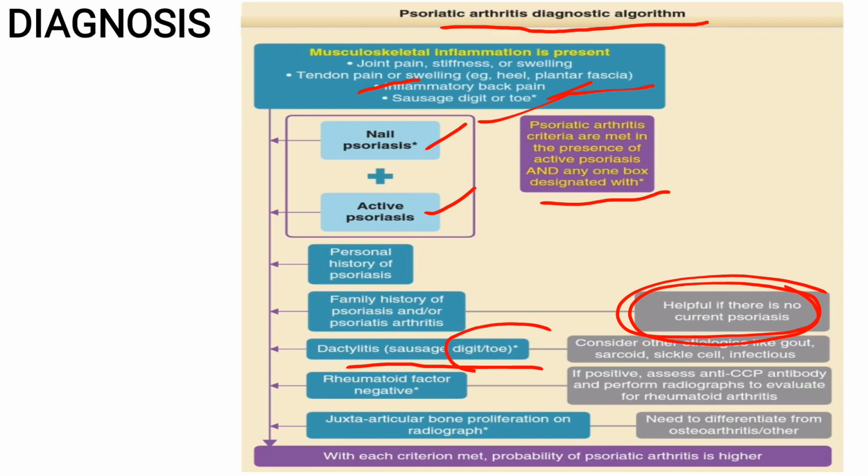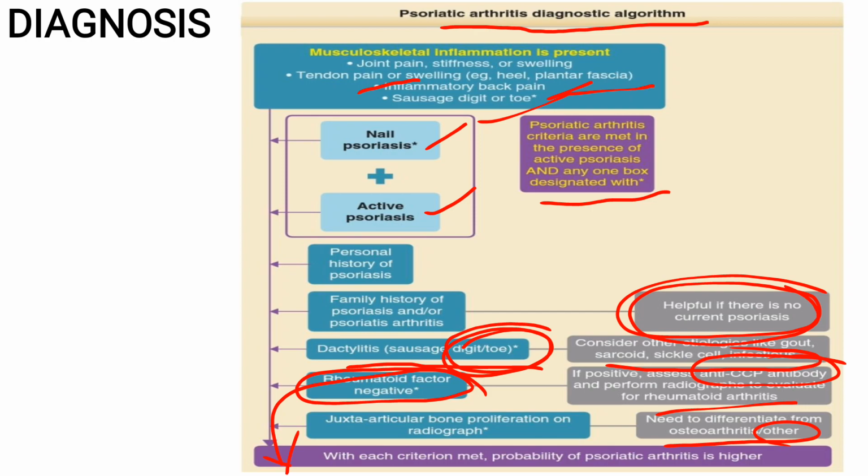If dactylitis is not present, consider other etiologies like gout, sarcoid, sickle cell and infections. Check for rheumatoid factor. If it is negative, it points more towards the diagnosis of psoriatic arthritis. If it is positive, assess the anti-CCP antibody and perform radiological evaluation for rheumatoid arthritis and juxtaarticular bone proliferation on radiograph. Need to differentiate from osteoarthritis and others. Each criterion met makes the probability of psoriatic arthritis higher.